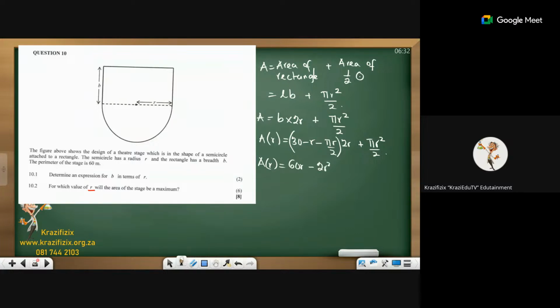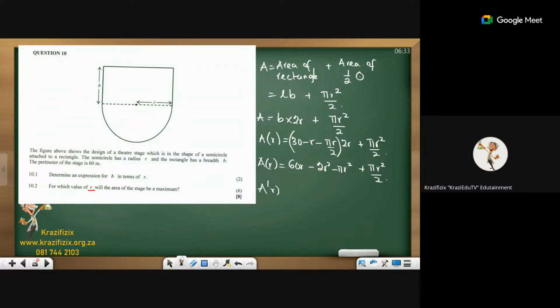What do we have here? The 2 can divide, plus pi r squared over 2. 2r times 30 is 60r, so that we have the area. But we can leave it like that to make it simple, and we need to derive. Okay, let's leave it like that.